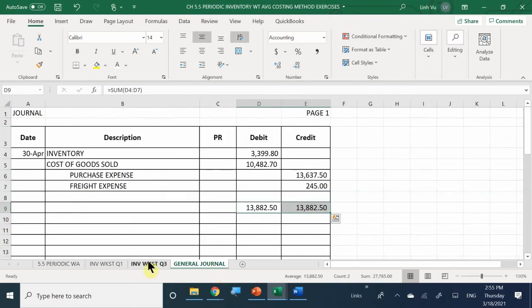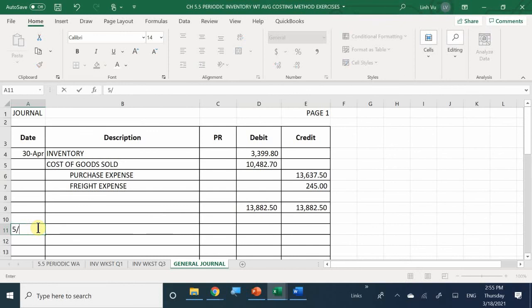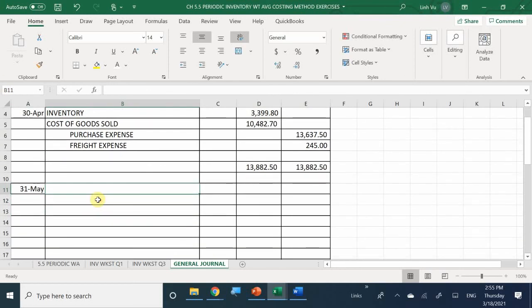The conversion. Okay. So this time, what's my journal going to be? Inventory. Cost of goods sold. Purchase expense and freight expense. Good. Absolutely correct. Now, what else do I have to have here?